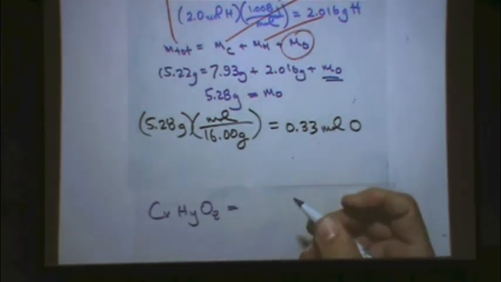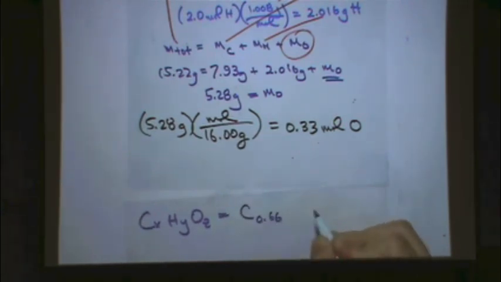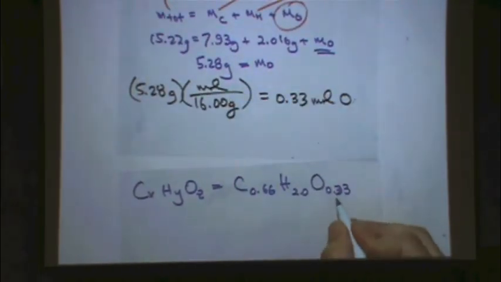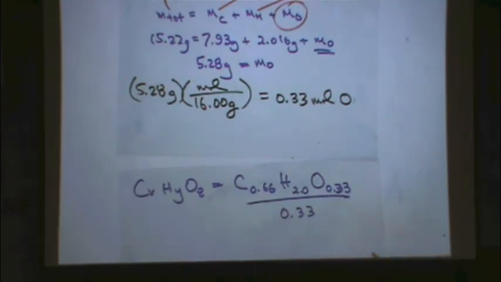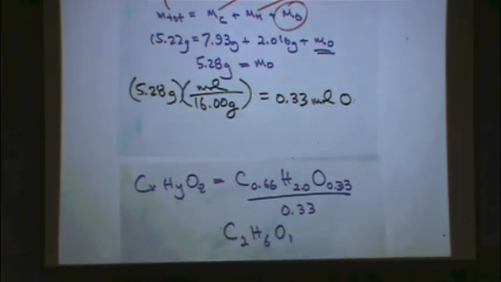CXHYOZ, X is the moles of carbon, which was 0.66. H was the moles of hydrogen, which was 2. And O, the moles of oxygen, is 0.33. Well, divide by the smallest, that's 0.33. And this is going to be carbon, 2. Hydrogen, what do I get, 6. And oxygen, 1. There we go. You wouldn't need to write one. That would be your final answer.